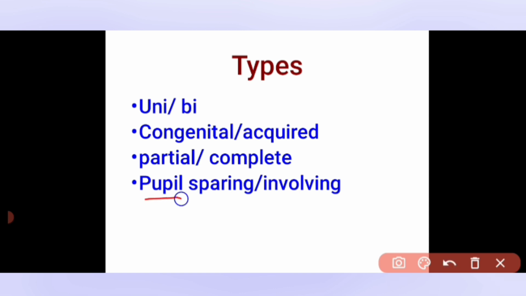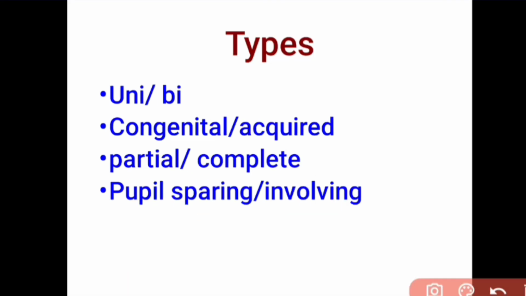And it can be either pupil involving or pupil sparing. Whenever there is complete third nerve palsy, it can be pupil sparing complete third nerve palsy, or it can be pupil involving third cranial nerve palsy. Don't get confused when you are using the word complete when describing third nerve palsy. It can be complete but still spare the pupil.